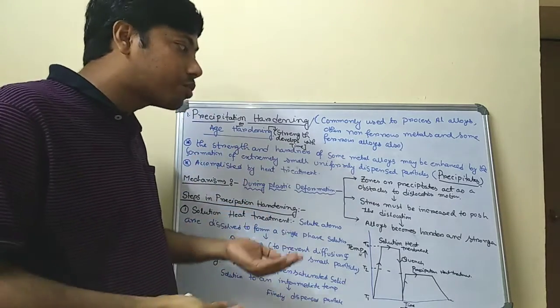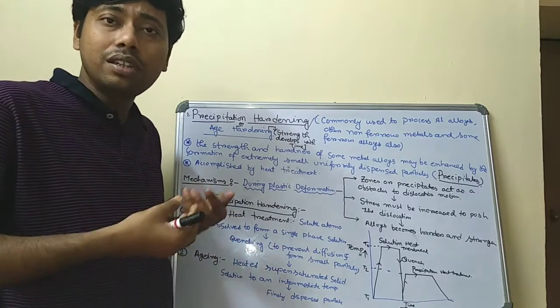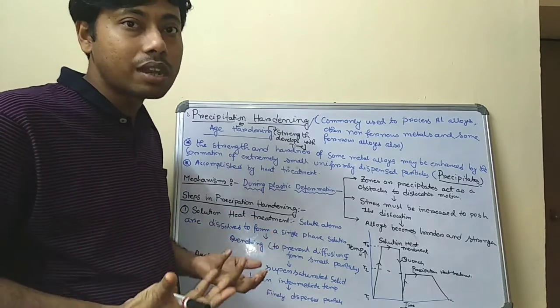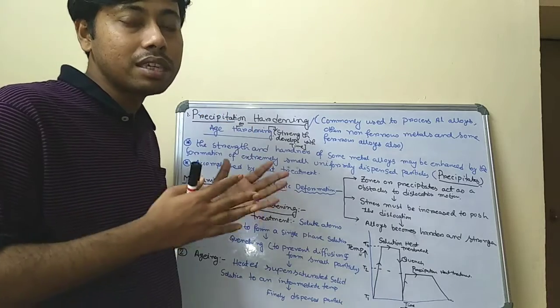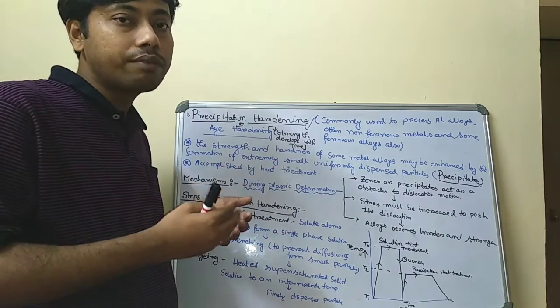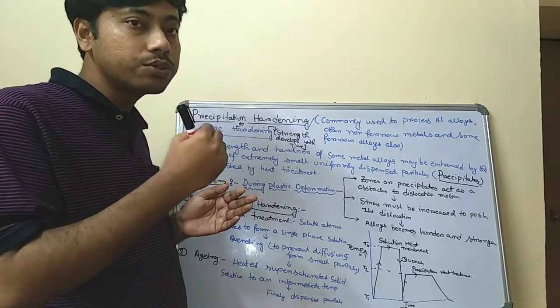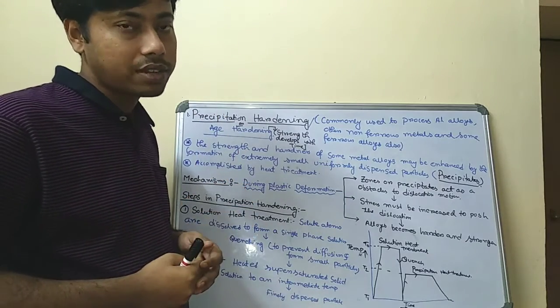So the alloy becomes harder and stronger. In this way, you can increase the strength of the materials, because the main thing is that you have to obstruct and reduce the dislocation movement. So that's all.